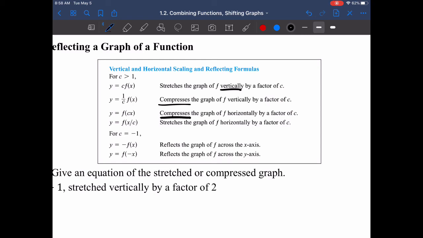And dividing by c, or multiplying by 1 over c, which would have been more like the other one, is going to actually make it bigger. It's going to stretch. It does the opposite of what is there. And if c is equal to -1, then we're going to get reflections. So in other words, if we put a negative out in front of the whole entire function, we're going to reflect the graph across the x-axis.